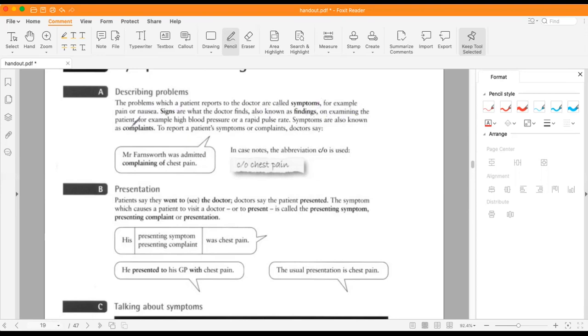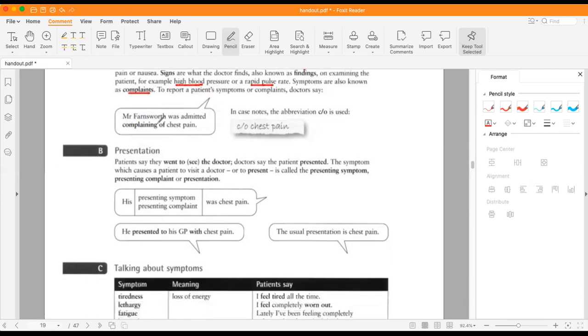After examining the patient, if for example the doctor finds out that the patient has high blood pressure or rapid pulse rate, these are signs. They are signs of a specific disease, for example. So they are called signs or findings. And the symptoms that the patient suffers from are called symptoms or complaints, right?